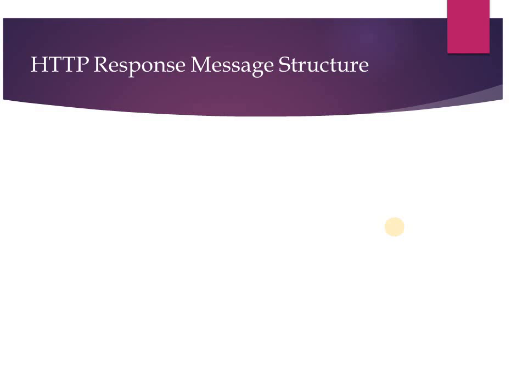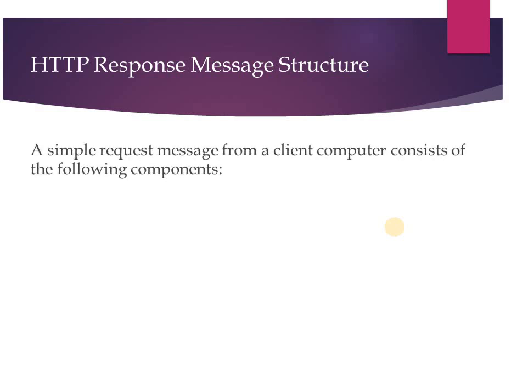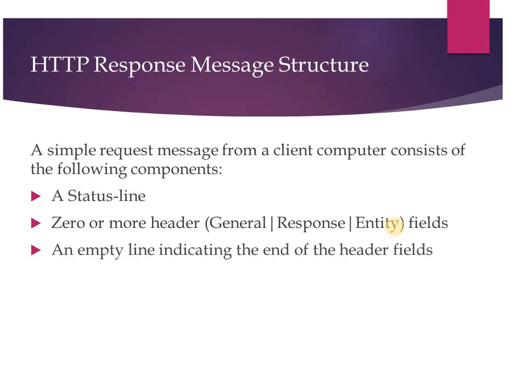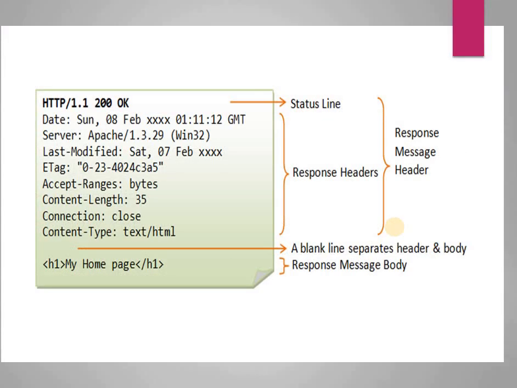Now, the HTTP response message structure. A simple response message from a server consists of the following components. First one is the status line, then zero or more headers. After that comes an empty line indicating the end of the header fields. Then there is an optional message body. So this is an example of a response message header from your server side.